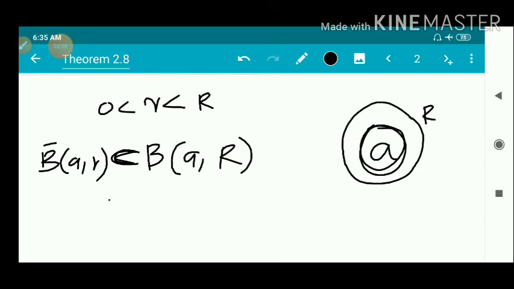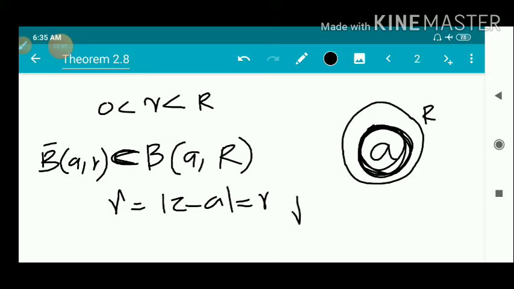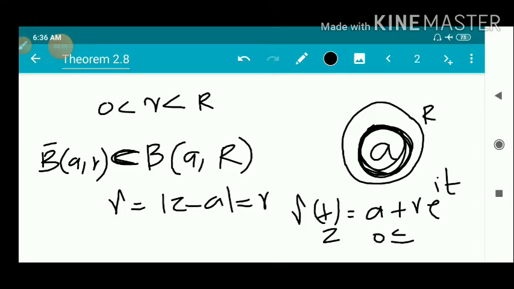Now we take gamma as the boundary of the disk B closure (a, r). That is gamma of t, or z, we can write it as a plus r e raised to it, 0 less than or equal to t less than or equal to 2 pi.